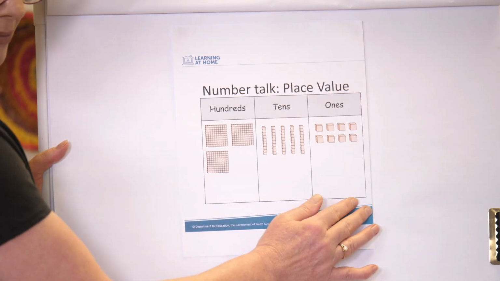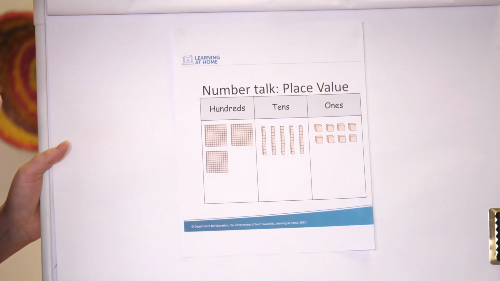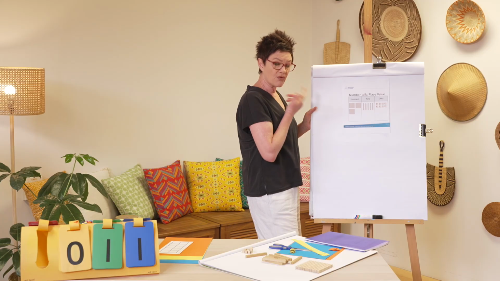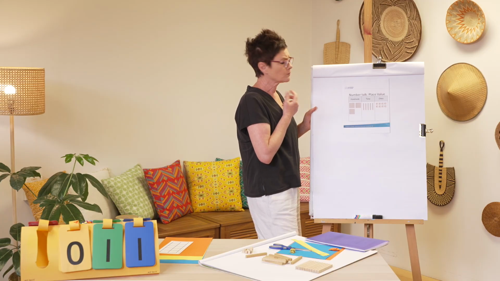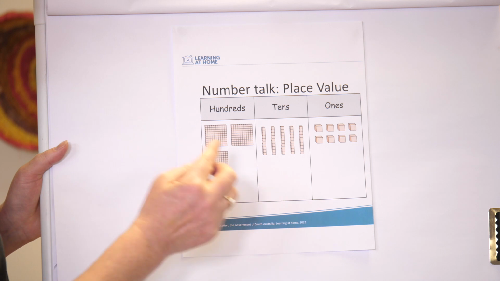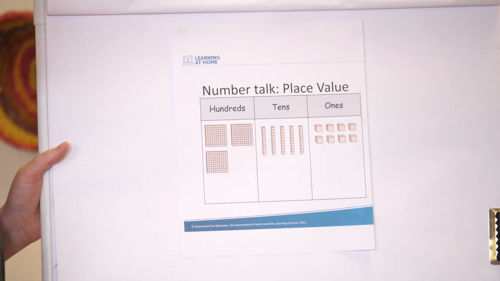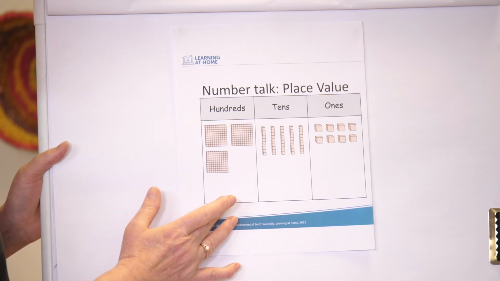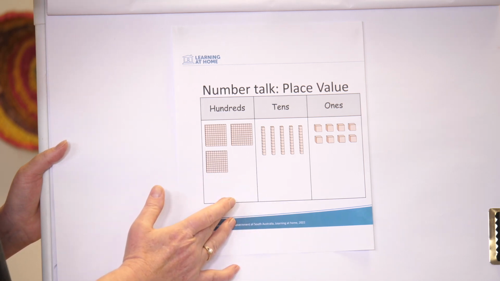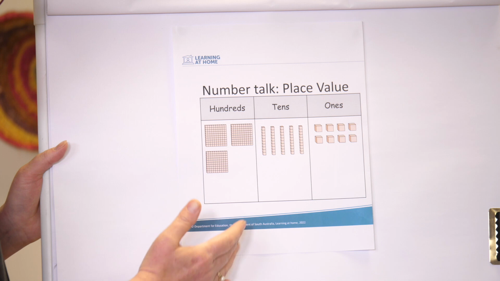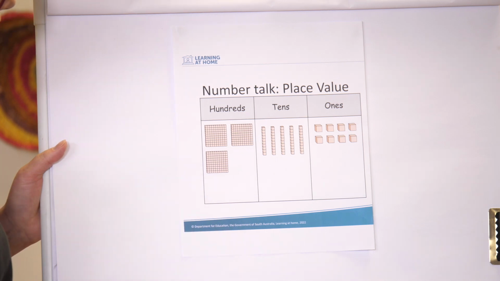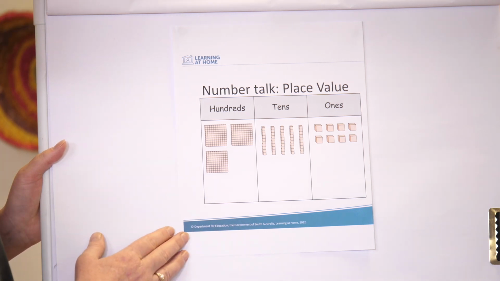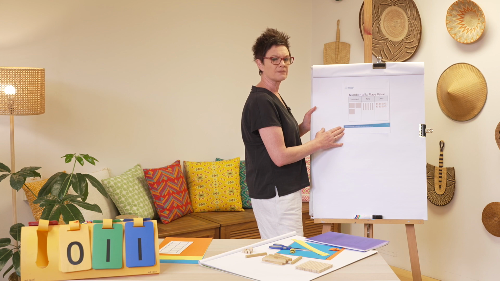What does this number represent? How do I write this number? If I took away 10, what would this number be? If I added 100, what would this number be? And what are two other ways I could write this number? Let's have a think about that.